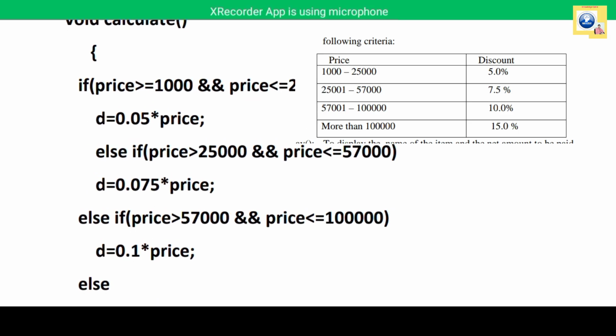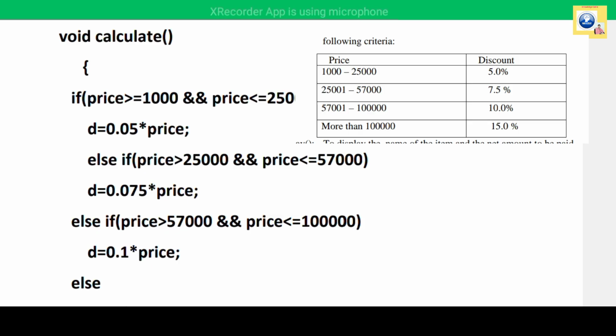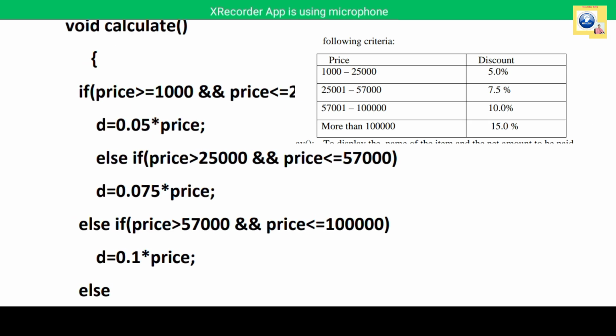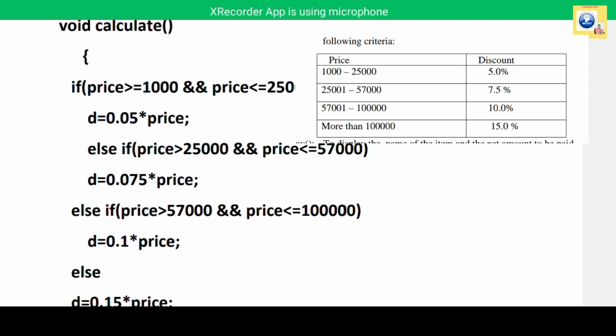The criteria was: if the price is between 1000 to 25,000, that's why we have written greater than or equal to 1000 and less than or equal to 25,000. The discount will be 5%, so D equal to 0.05 into price. This is how we calculate discount. If this condition is not true, then we go to the next condition. When the price is above 25,000 and up to 57,000, the discount will be 7.5%. So it will be D equal to 0.075 into price.